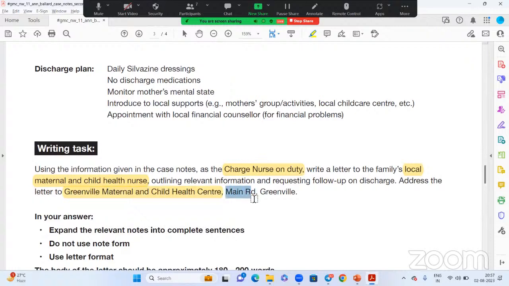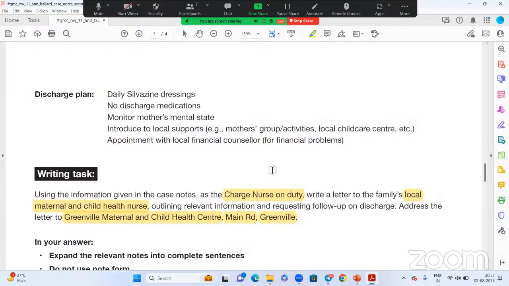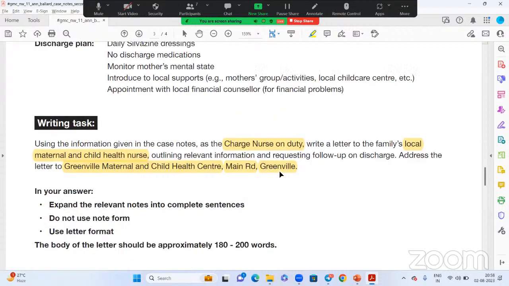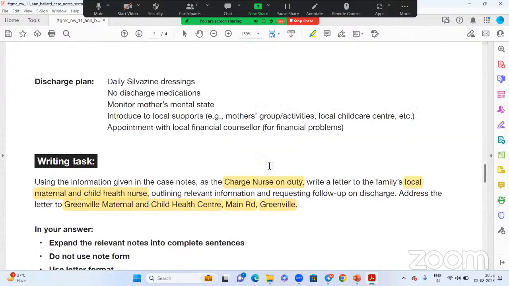Main Road, Greenville. So this is the address that we are going to write. Okay. Next one. You can see this one. Study the letter very carefully there.